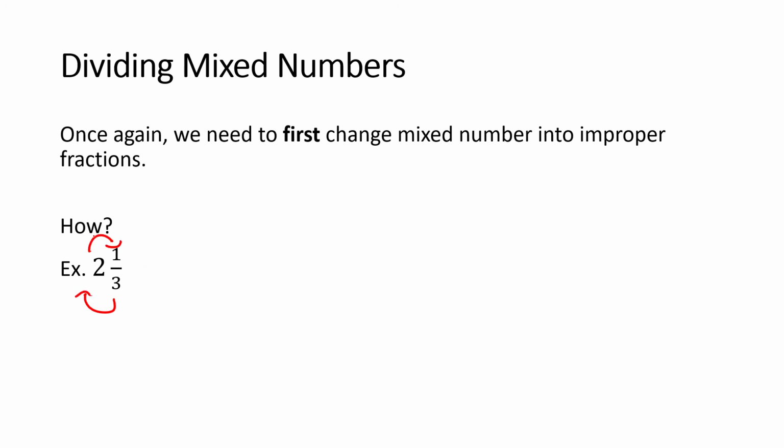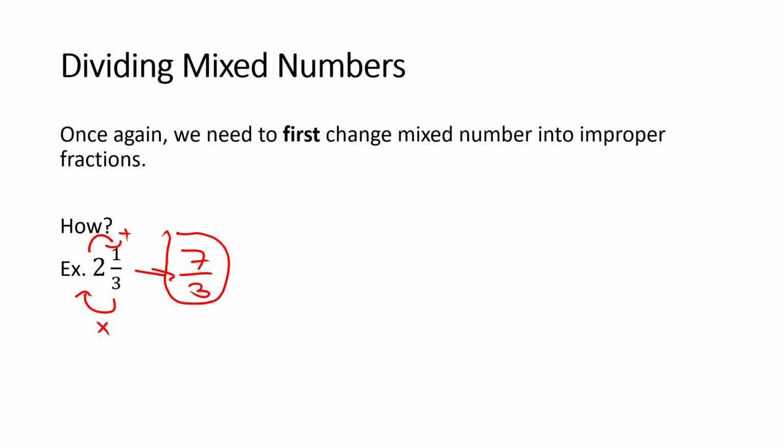So to change a mixed number to an improper fraction, we simply multiply and add. Multiply the bottom number with the whole number, then add the top number to it. So we have 3 times 2 is 6, plus 1 is 7. Copy the denominator 3. So your final answer is 7 over 3.